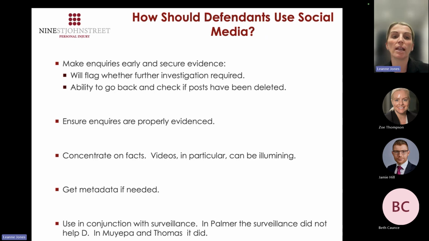Ensure that all inquiries are properly evidenced. It's not good enough to have screenshots. Even screenshots for an intelligence report aren't good enough. I'd say set it out in a statement. What were the nature and the results of the inquiry? Concentrate on facts. Videos in particular, as I've already discussed, can be illuminating, and get the metadata if needed.